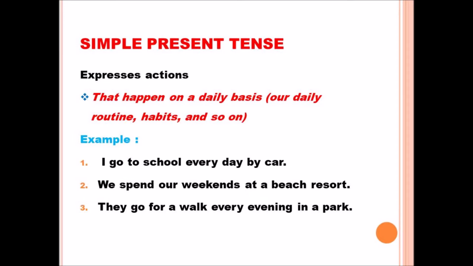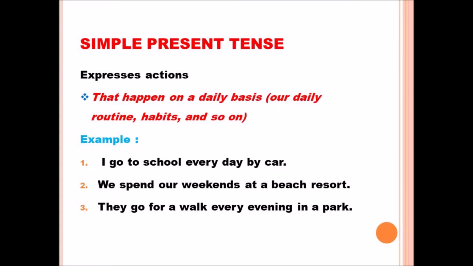Let us see with an example. I go to school every day by car. So every day we go to school. So it is happening on a daily basis. So for that, which tense do we use? Simple present tense. We use the present form of the verb. Here go is the present form of the verb. What is the past form for this? Went. So for everyday happenings we use simple present tense.